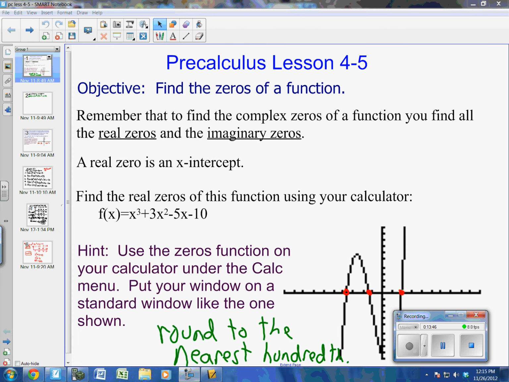Forgot to start that. So everything that we're doing to this point, we've already done. We're just going to put things together on lesson 4-5. We're skipping lesson 4-4.